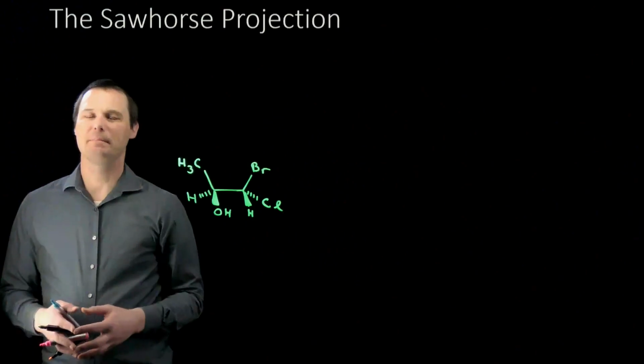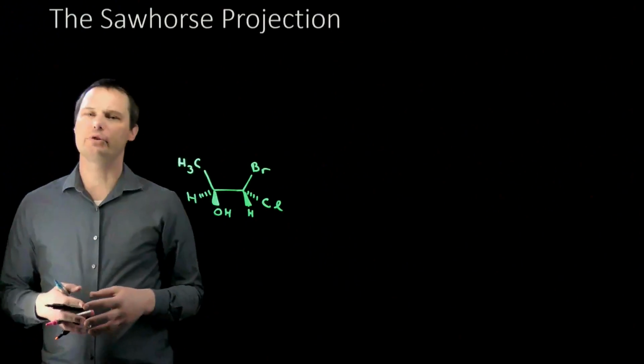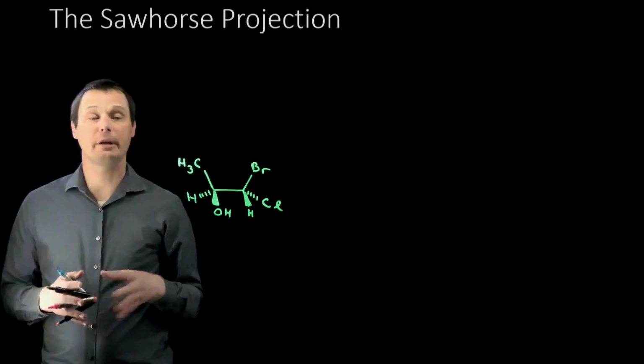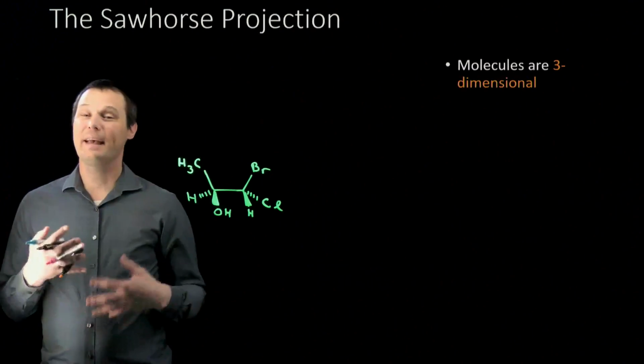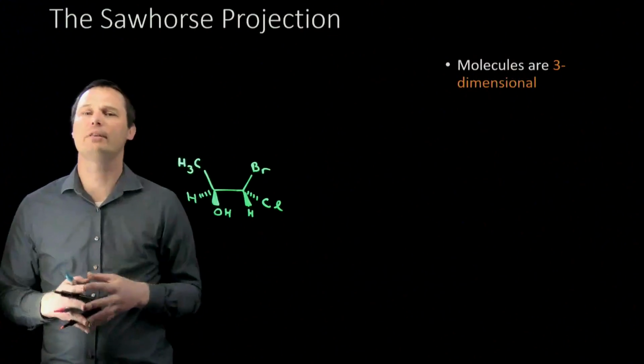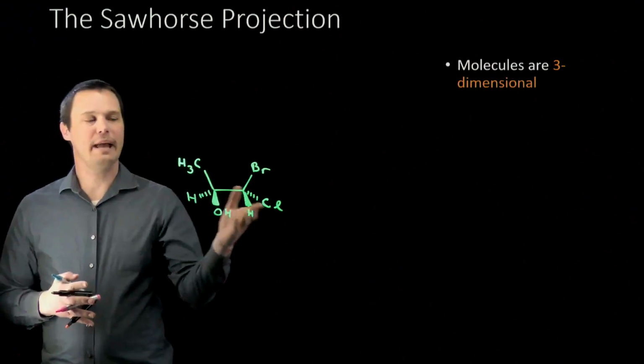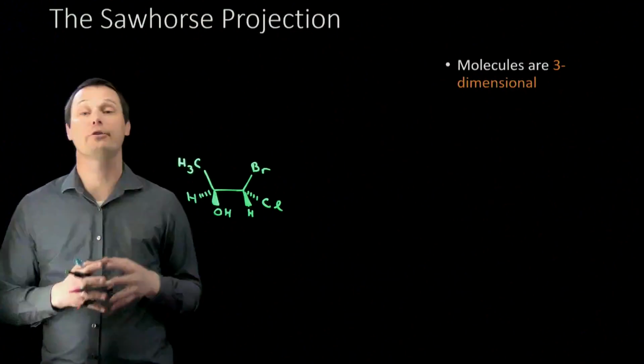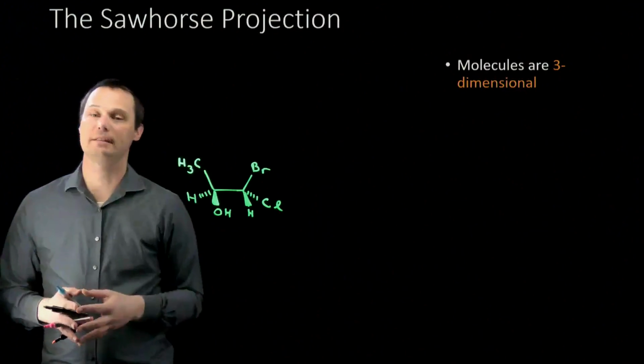Hey there, OChemNinjas. As we wind our way through organic chemistry, one of the things we're going to have to contend with sooner or later is that molecules are three-dimensional. Some things are closer to you, some things are further away from you. We use the wedge and the dash notation to show which things are closer and further away from you in a line angle structure that's in the plane of the paper.